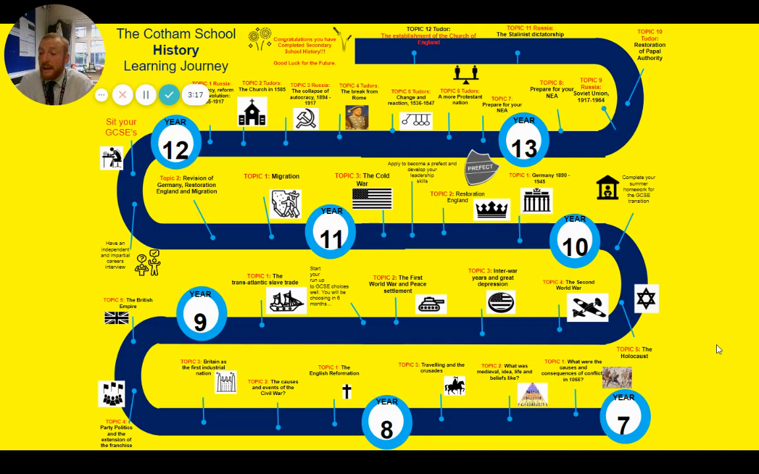In Year 9, we start by having a look at the transatlantic slave trade and Bristol's involvement within the transatlantic slave trade. Topic number 2 looks at the First World War and the resulting peace settlement. Topic number 3 is all about the interwar years between World War I and II, and a focus on America, what American culture was like, and how the Great Depression may have contributed to World War II. Topic 4 focuses on the Second World War, and then at the end of Year 9, we do an extended case study on the Holocaust and what lessons need to be learned moving forwards.